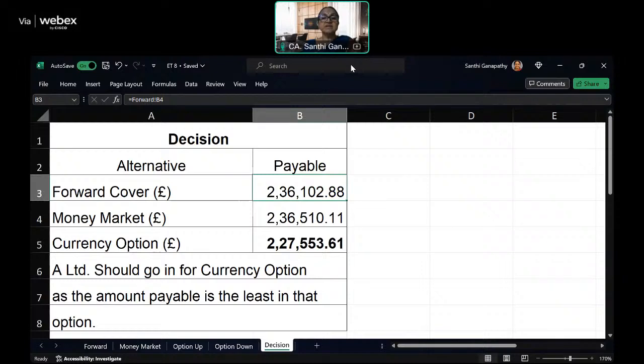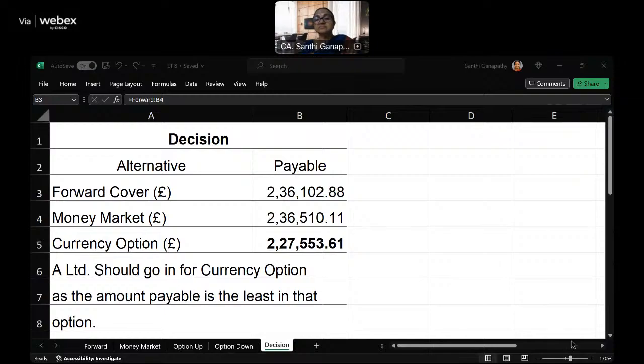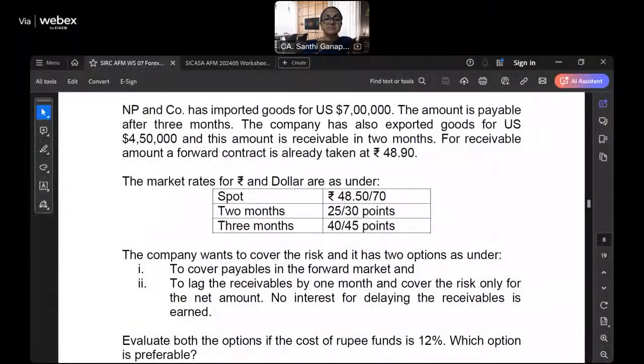So maybe, have you completed this? We can maybe try one more problem before we close today's session. So you can try this problem.